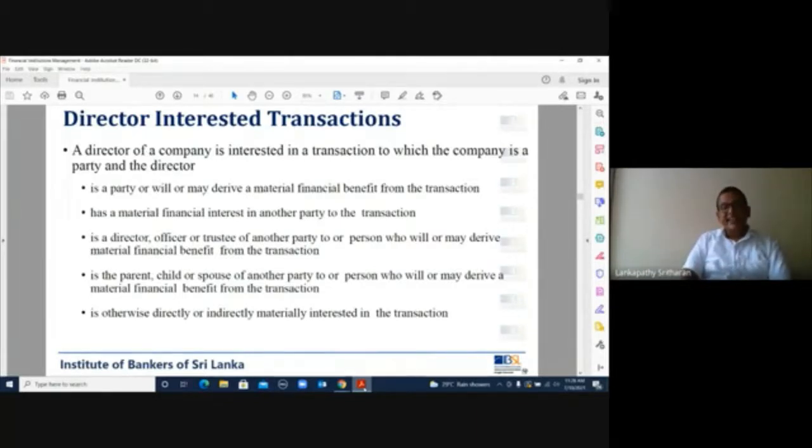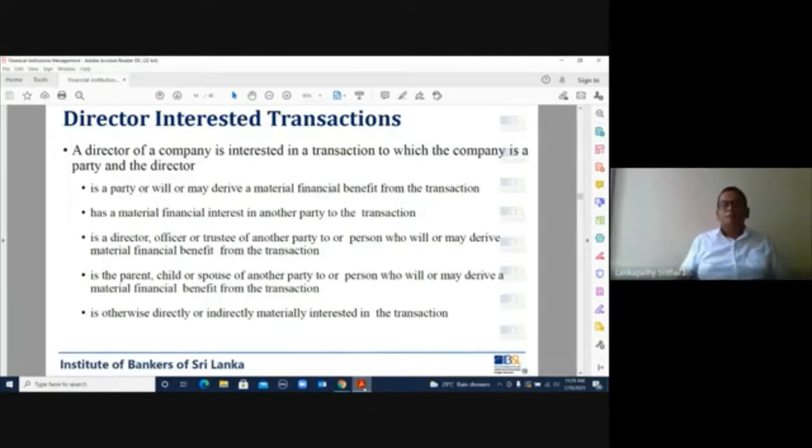And is a director, officer or trustee of the other party, or a person who will or may derive a material financial benefit from the transaction. In the other party, the counterparty, where the director is a director, officer or trustee of another party, that may be considered a director related interested transaction. It's a parent or child or spouse of another party or a person who will or may derive a material financial benefit from the transaction.